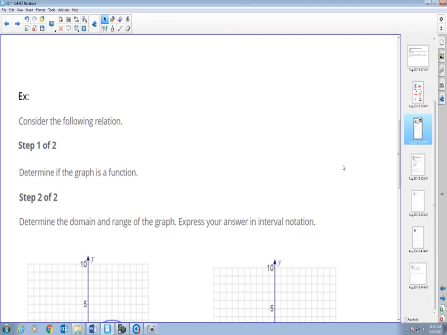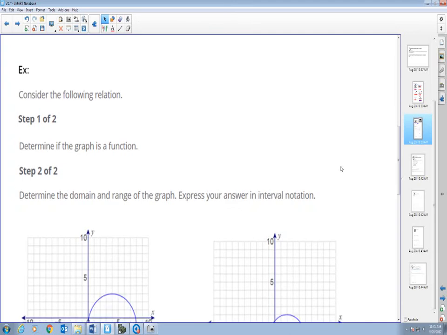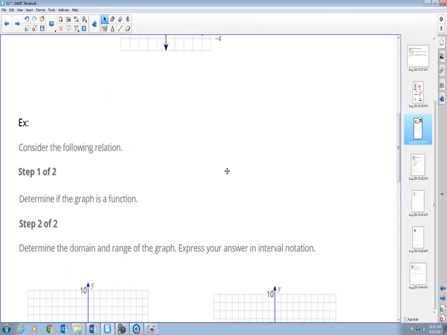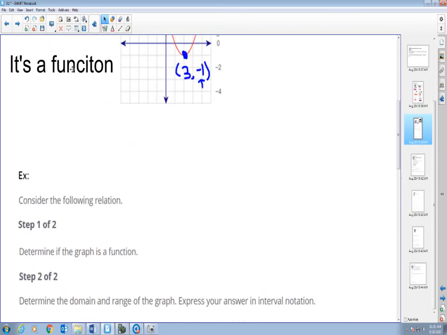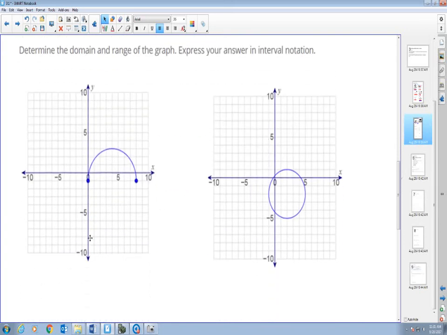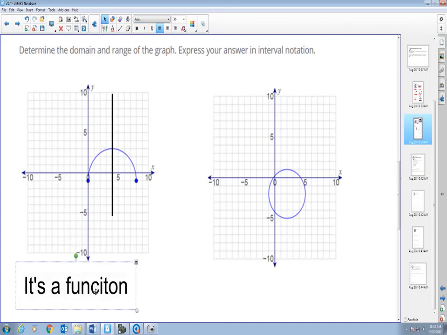If it's not a function, we call them a relation, okay? So either way, we can still call them a relation or a function. Either way, it doesn't matter whether they're a function or not a function. So if I draw a vertical line here, doesn't matter where I draw it, it will only cross my graph at one point. So yes, this one right here is a function.